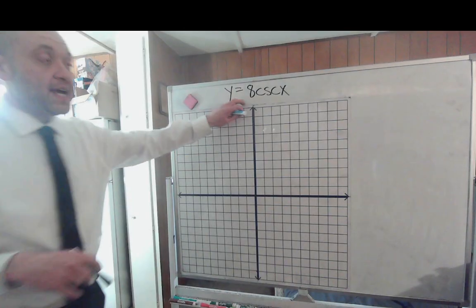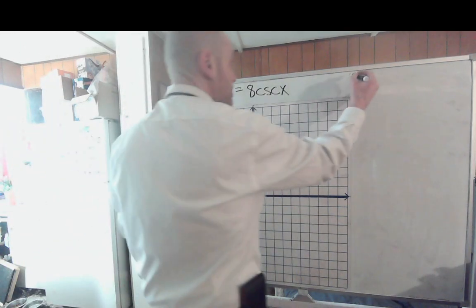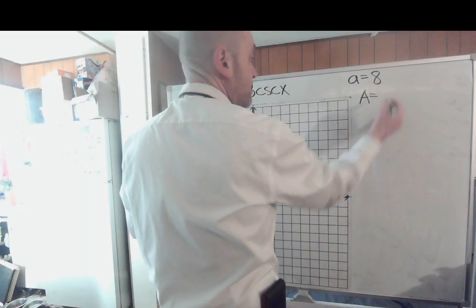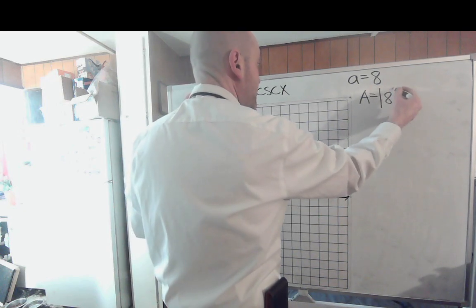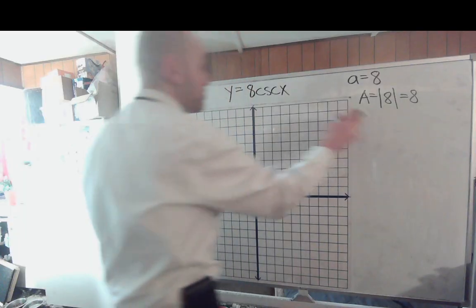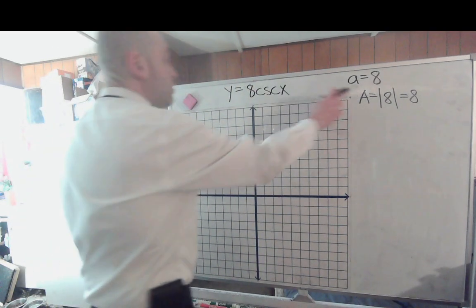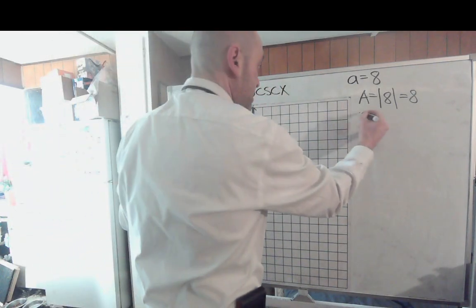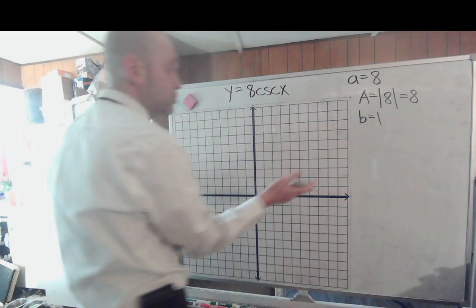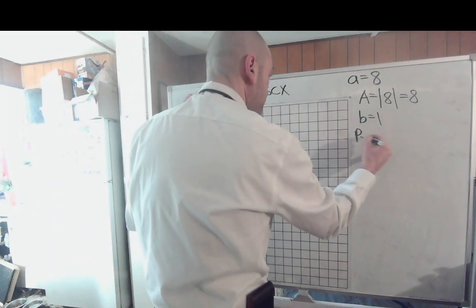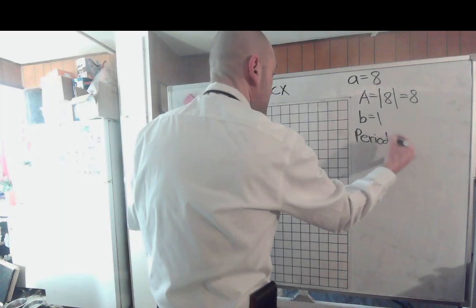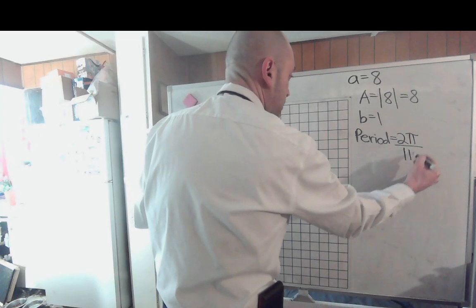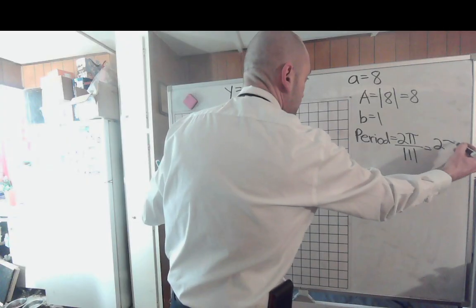All right, well, what's our a? That's 8, right? That's the coefficient on the cosecant term. So a equals 8. That means your amplitude is going to equal the absolute value of that 8, which is 8. So there's your amplitude. Now, what about the period? Well, your b is 1, because that's the coefficient on the x, right? So your period is going to equal 2 pi over the absolute value of 1, which means your period is the normal 2 pi.